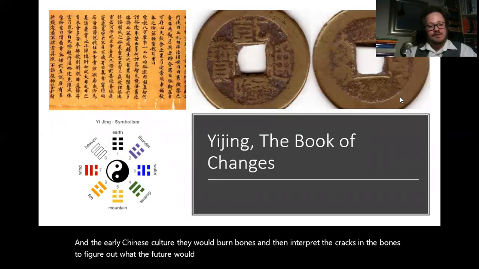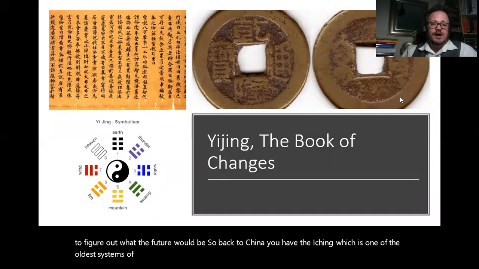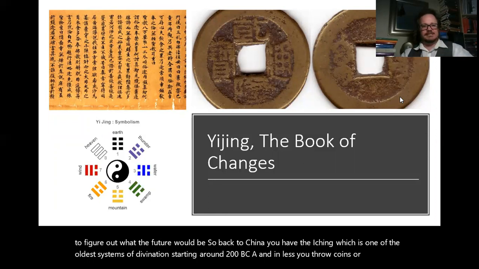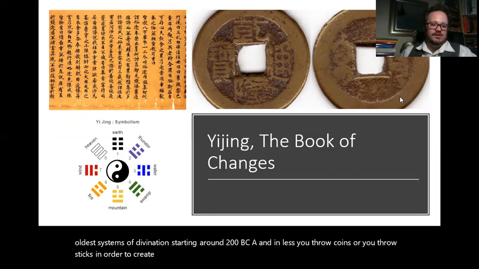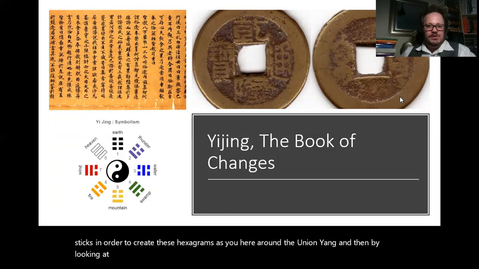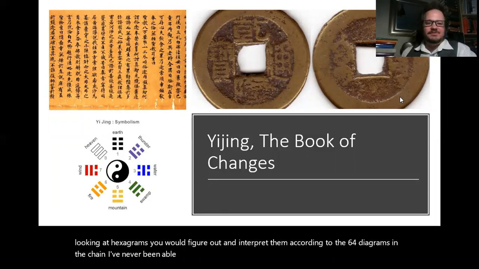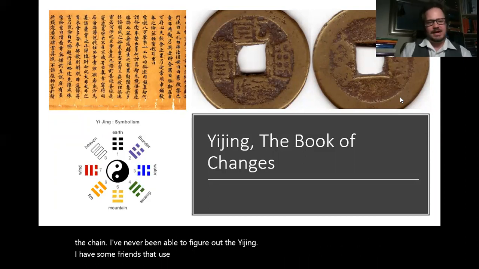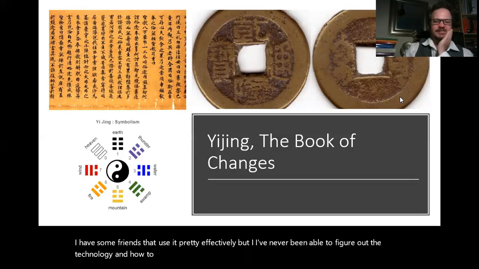So back to China, you have the I Ching, which is one of the oldest systems of divination, starting around 200 BCE. And in this, you throw coins or you throw sticks in order to create these hexagrams, as you see here around the yin and yang. And then by looking at these hexagrams, you would figure out and interpret them according to the 64 diagrams in the I Ching. I've never been able to figure out the I Ching. I have some friends that use it pretty effectively, but I've never been able to figure out the technology and how to really interpret those hexagrams well. But it's a very old system.